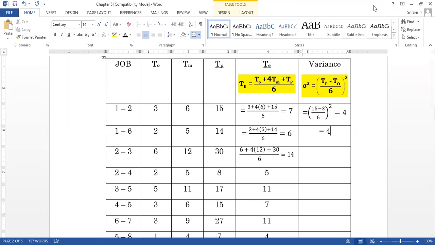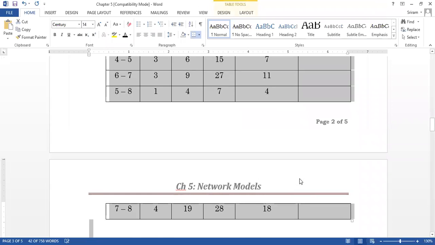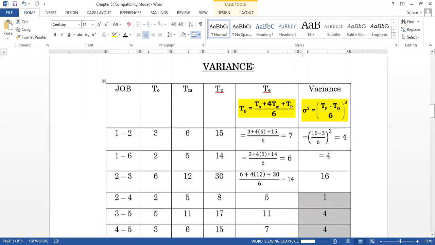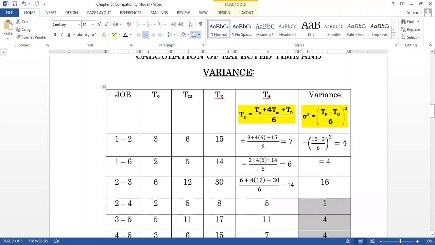I'm using my calculator. The same idea. What about the next one? 30 minus 6, 24. 24 divided by 6, this is 4. 4 fours are 16. In the same principle, we are going to find the values of all the activities. Everybody understand the concept here, how we are going to find? We just use the rule, apply the rule and find the answer.